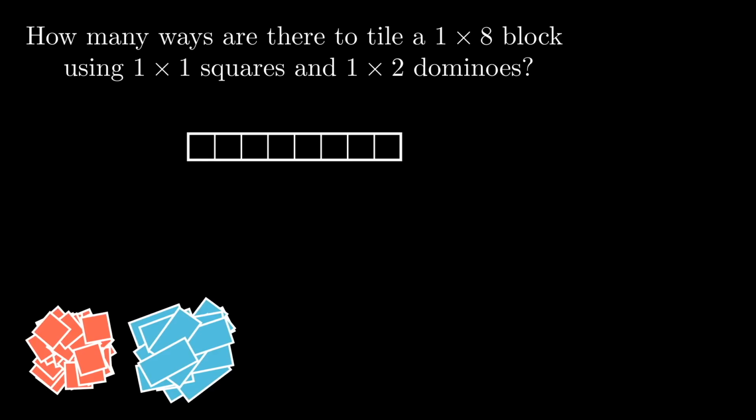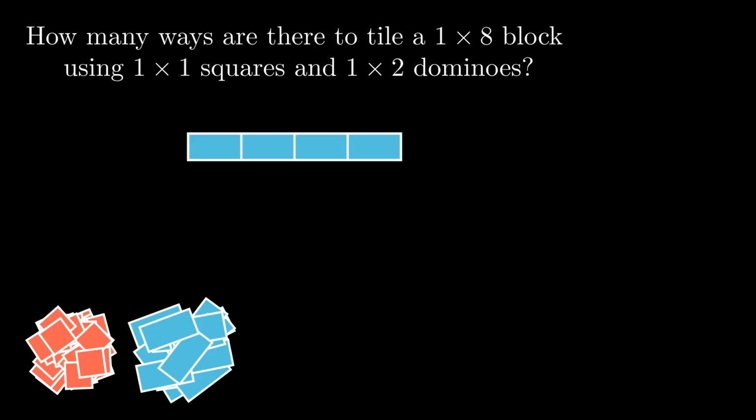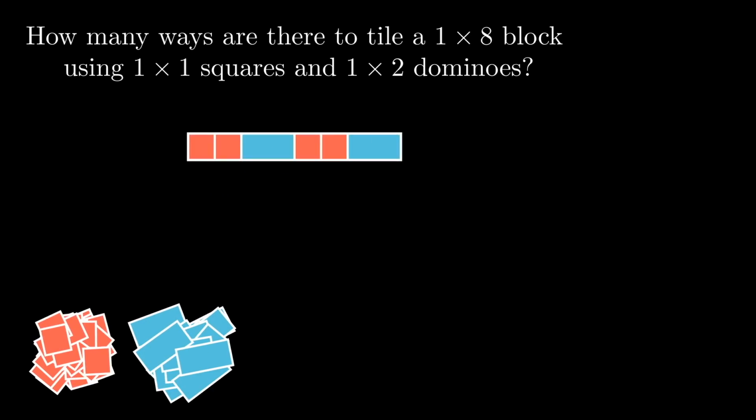How many ways are there to tile a 1x8 block with 1x1 squares and 1x2 dominoes? Well, we could use all 8 squares, or all 4 dominoes. But there are many other different combinations, and it's not immediately obvious how to organize and count them all.